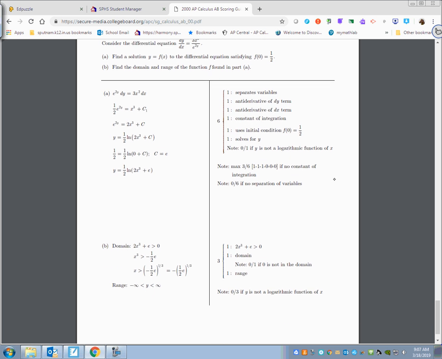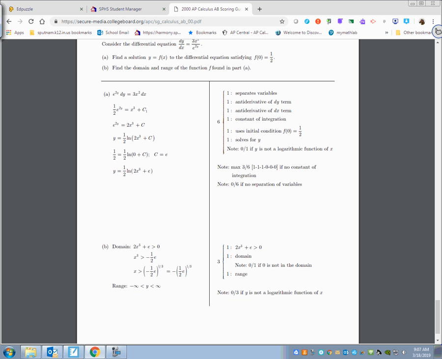And then on this one, the domain and range, yeah, that's what we did, right? They did 1/3 power. If you didn't have a logarithmic function in part A to find the domain of, you can't get any points for your domain and range. So they're kind of putting a restriction on that follow through.